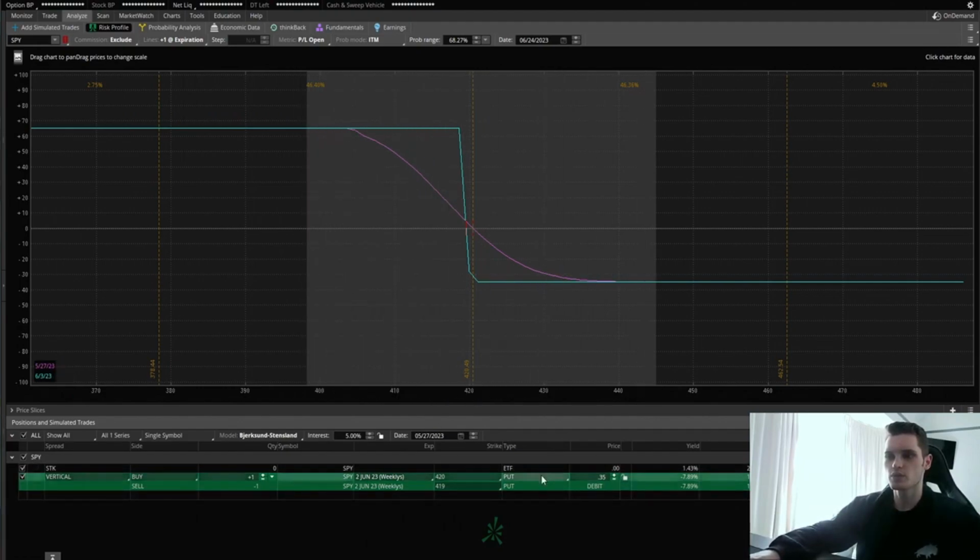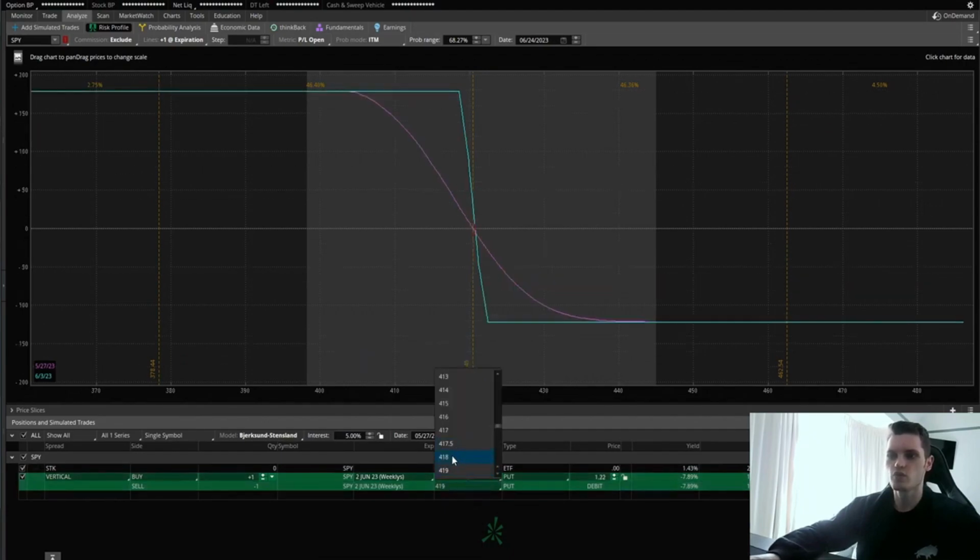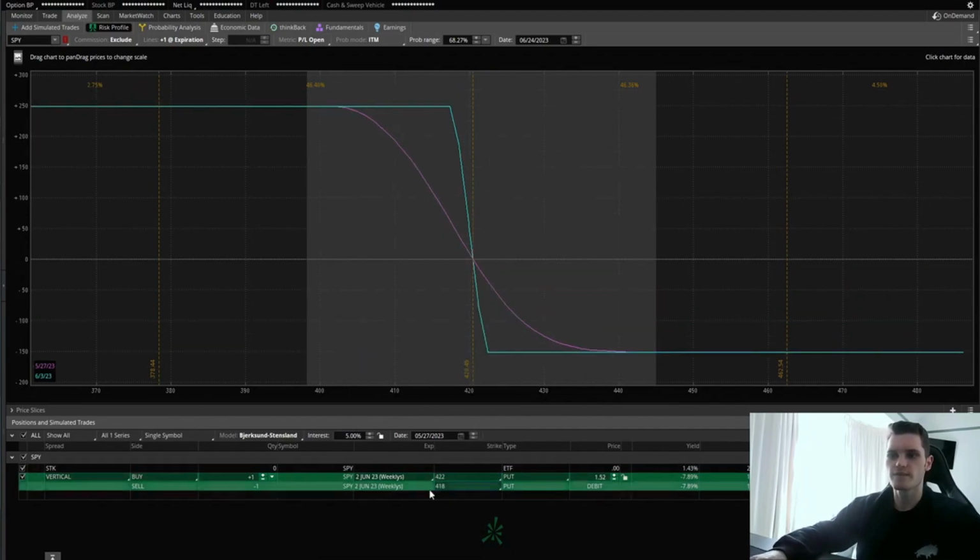Then what we can also do is change these. Maybe we want to make the strikes a bit wider. For example, we might do a 422 to a 418. That gives us a $4 difference in strike. What this now means is you can see our max risk has gone to $152 and our max reward has gone to $248. So you can play around with the strikes in here to find a more ideal way to play this.